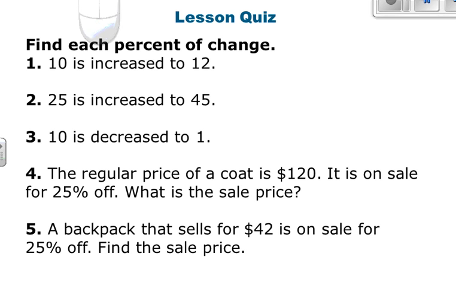All right. Do this as a quiz. Work these problems and bring them in ready to talk about this first thing in the morning.